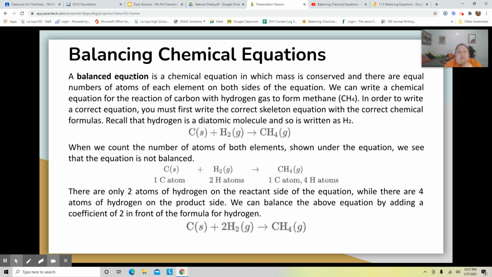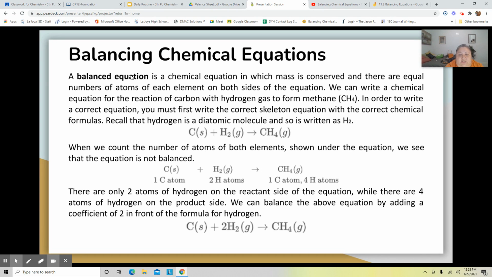In order to write a correct equation, you must first write the correct skeleton equation, right? You can't balance until you have all your ducks in a row. And all the ducks in a row means, do you have all the correct formulas? Once you have your correct formulas, then you can count: how many atoms of each do I have? How many carbons on the left? How many carbons on the right? How many hydrogens on the left? How many hydrogens on the right? And then you need to make sure that they balance, okay? And I'm going to show you how to do that.